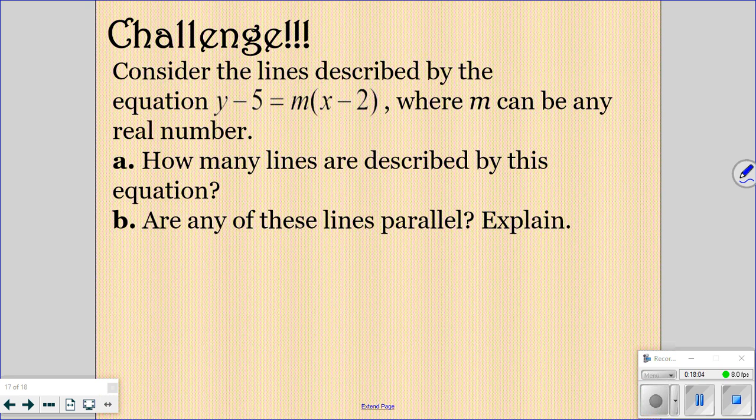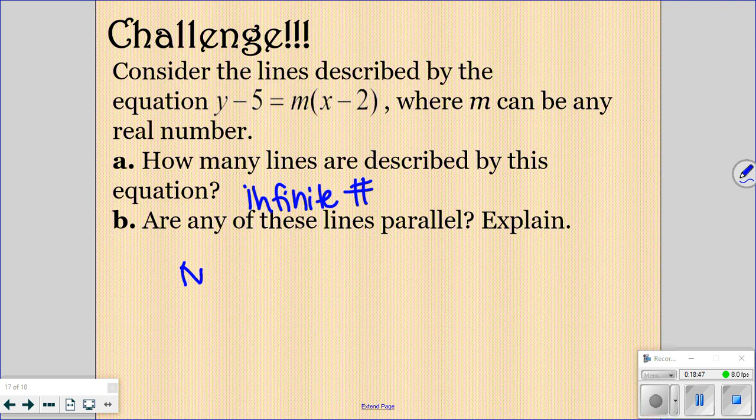So we're going to look at the lines described by the equation y minus 5 equals m times x minus 2, and m is any real number. So this is a lot of different lines. It says how many lines are described by the equation? Well, technically, it's an infinite number, because m can be any number, and there are infinitely many real numbers, so we can have any number of lines here. Are any of them parallel?